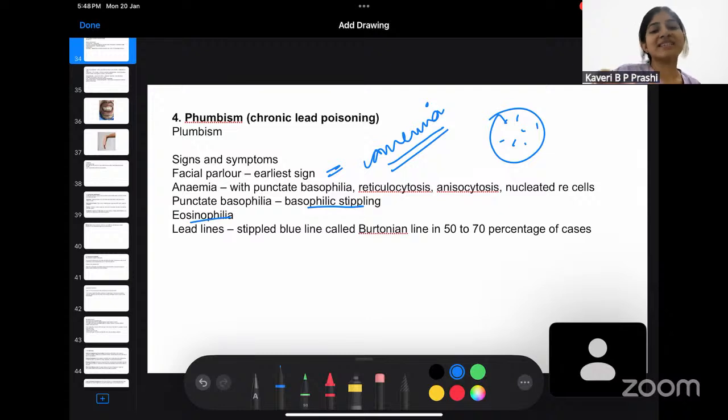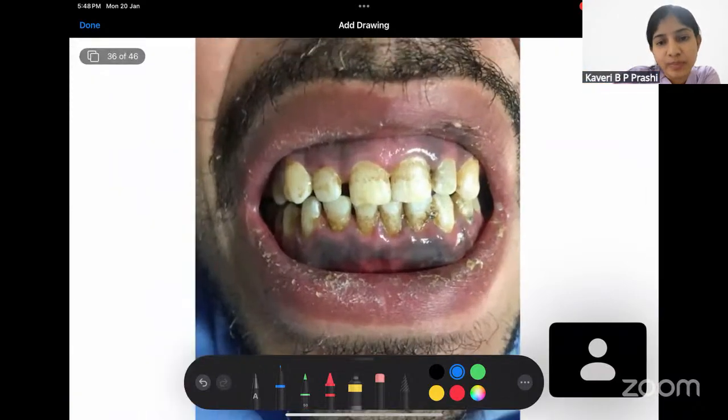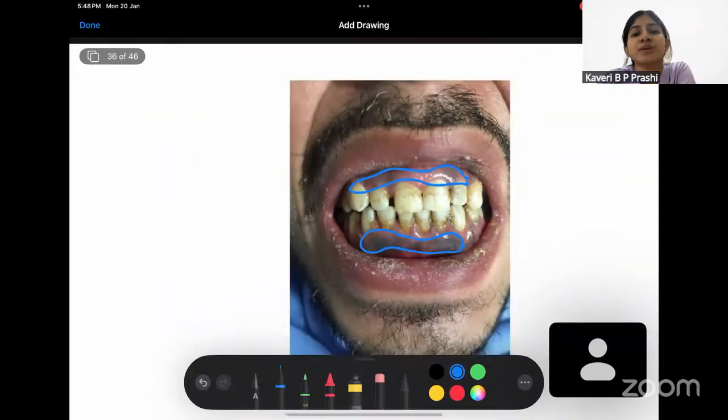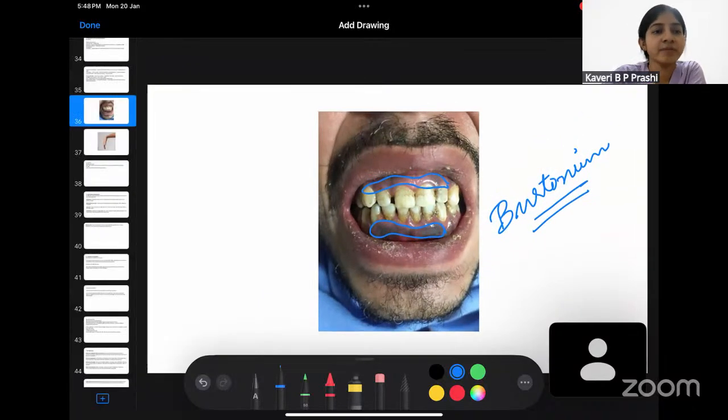There's something called lead lines. That is a stippled blue line called Burtonian line, in 50 to 70% of the cases. I'll show you what a lead line looks like. If you see the teeth, the gums here, this part of the lower jaw gums and here the upper jaw gums, which show this bluish blackish discoloration. Now, this is nothing but the Burtonian sign, which is seen in cases of lead poisoning.